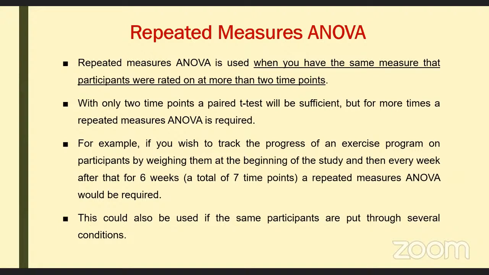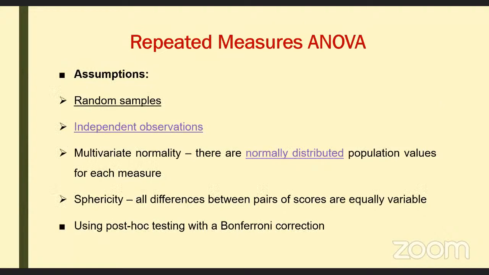Here another example is given. If you wish to track the progress of an exercise program by weighing participants at the beginning of the study and then every week after that for 6 weeks, you will have 7 time points: before treatment and at the end of every week for 6 weeks. So you have seven observations from each patient in the same group. There we'll go for repeated measures ANOVA. Then the assumptions: random samples, independent observations, normally distributed data, the same as before.